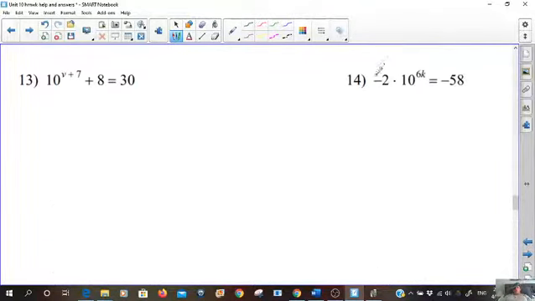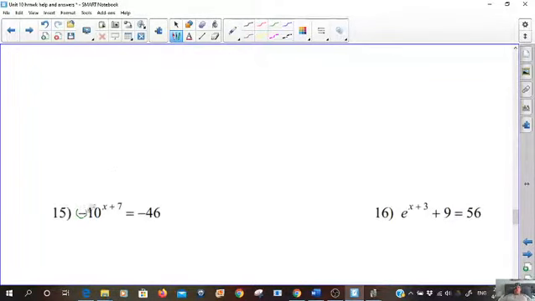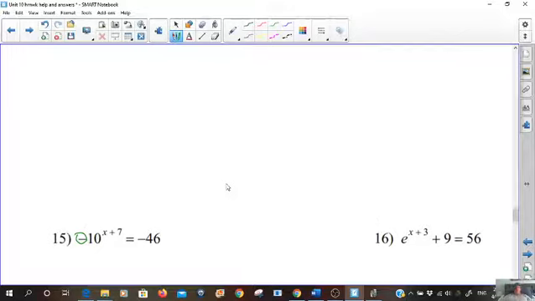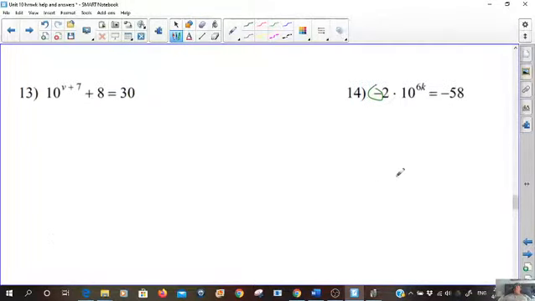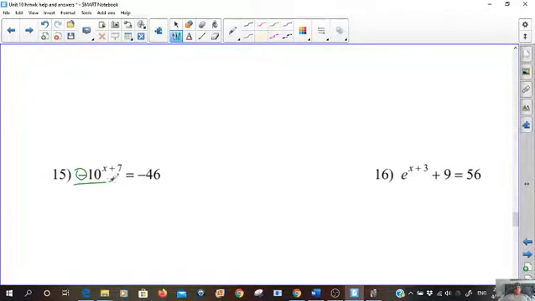Yeah, I think we need to make sure that we divide by negative. So don't forget for number 14 and 15 that you're going to divide by negative on the other side before you do anything. So for example, 15, we're going to divide by negative 1. And what that's going to do is make it positive 10 to the x plus 7.